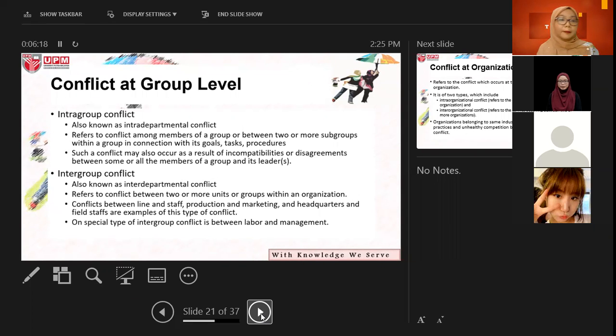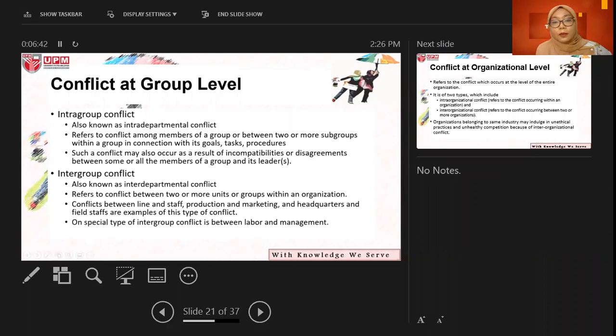Conflict at group level, so there are two types, intragroup and intergroup conflict. Intragroup means the conflict between members within a similar group, also known as intra-department conflict. It refers to conflict among members of a group or between two or more subgroups within a group in connection with its goal, task, and procedure.